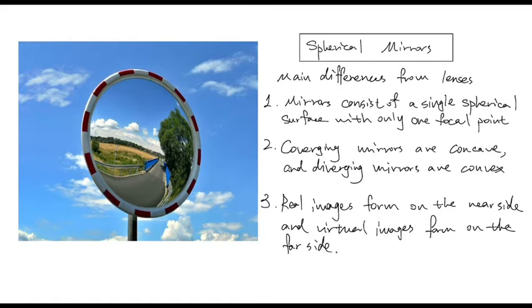Third, although light passes through a lens and creates real images on the far side and virtual images on the near side, mirrors reflect light back to the near side. For mirrors, real images form on the near side and virtual images form on the far side.